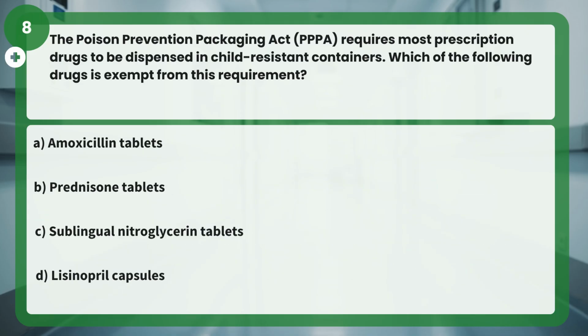Question 8. The Poison Prevention Packaging Act, PPPA, requires most prescription drugs to be dispensed in child-resistant containers. Which of the following drugs is exempt from this requirement? A. Amoxicillin tablets. B. Prednisone tablets. C. Sublingual nitroglycerin tablets. D. Lisinopril capsules.